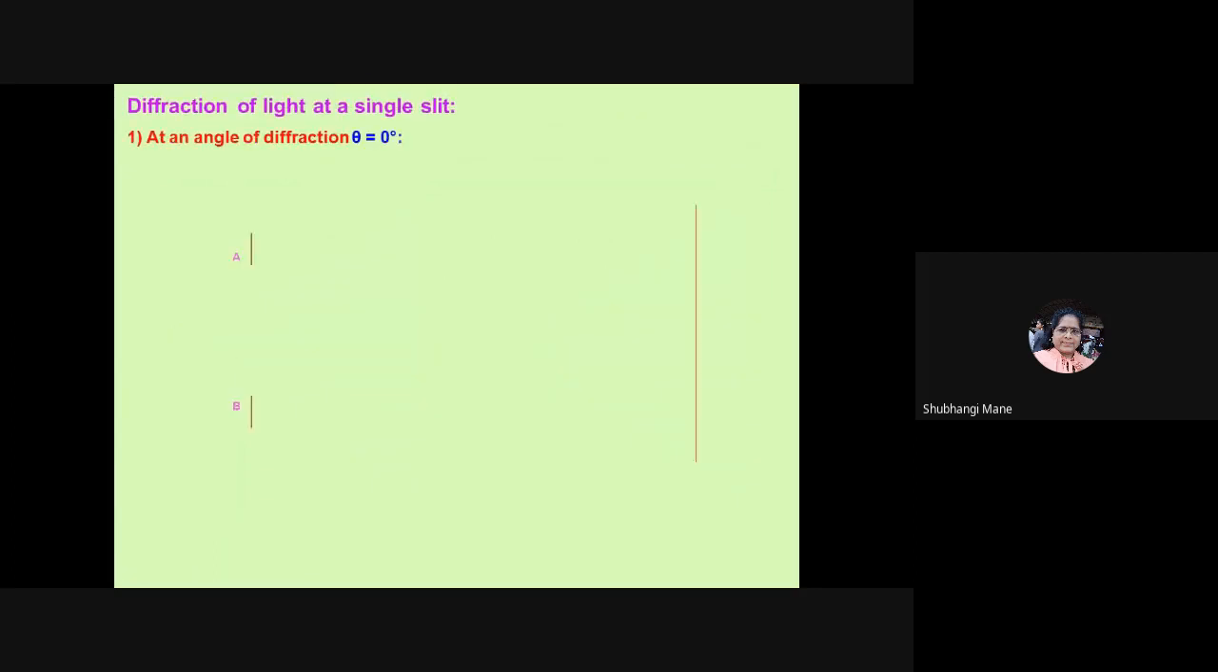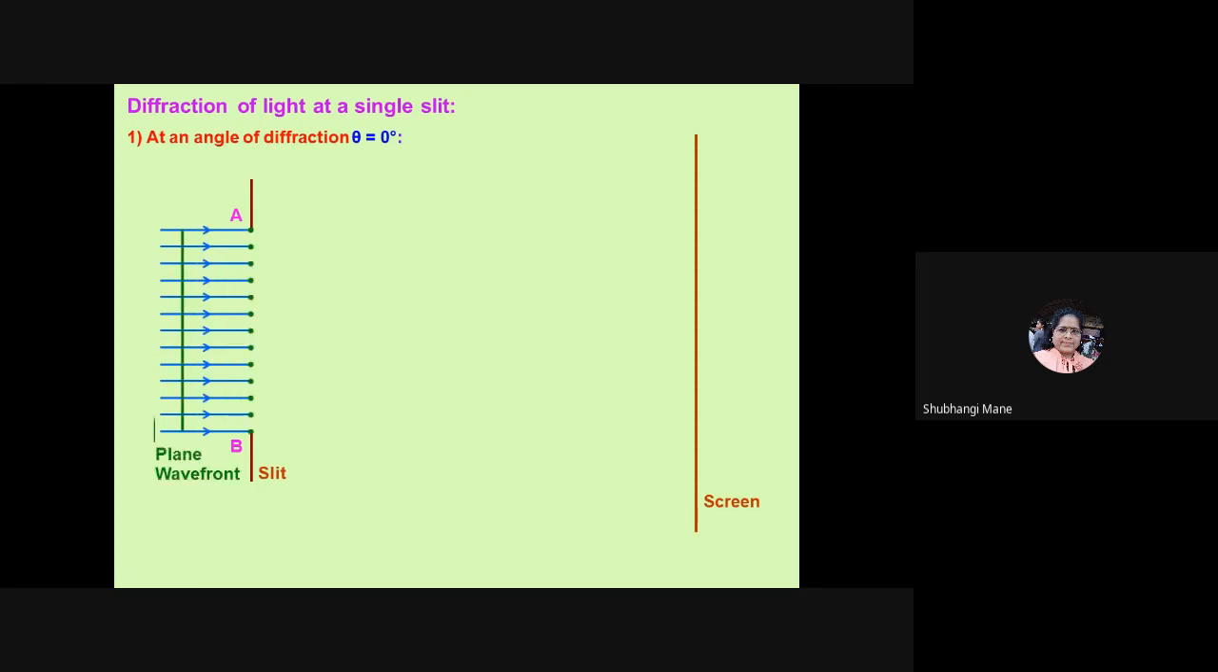Now, at an angle of diffraction theta equals 0. There are two types of diffraction. First one, Fresnel's class of diffraction. Second one, Fraunhofer's class of diffraction. What is the difference? That also we will see. At an angle of diffraction theta equals 0.